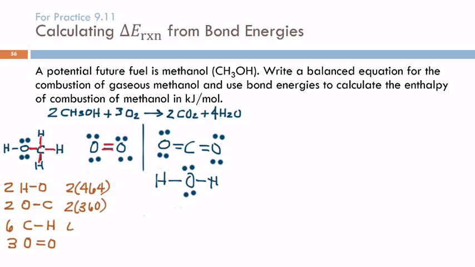Carbon-hydrogen, we have 6 of those, times 414. And oxygen-oxygen double bond is 498. And we had 3 of those. Yeah, for those on the very far left, where you have the 2 H-O, how did you read that from your Lewis structure?